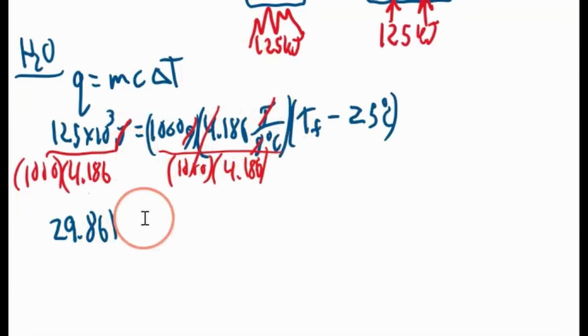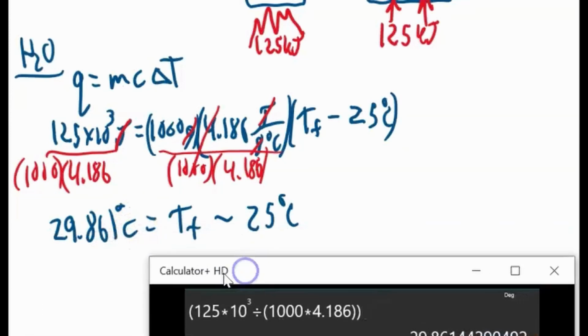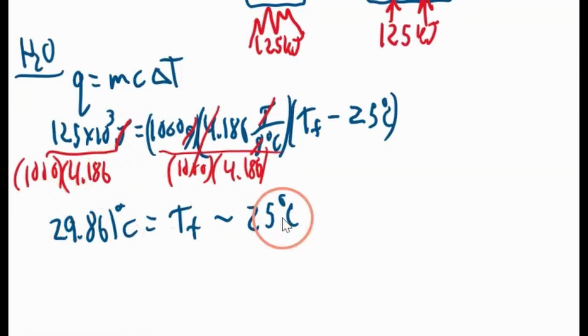This degrees Celsius would be here, so I'll just write degrees Celsius. And then on the right-hand side, all this stuff's gone. So we have final temperature minus 25 degrees Celsius. So we just need to add 25 degrees Celsius to the other side. So I'll take the same number as before, plus 25. You see that, I hope. You just have to add 25 degrees Celsius to both sides.